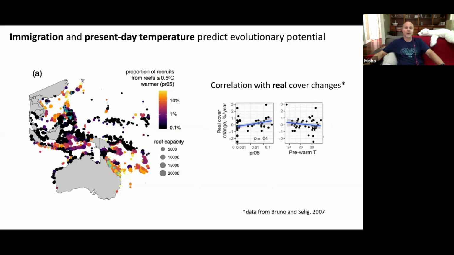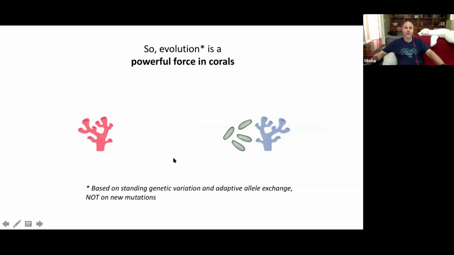Okay, so this is very cool. And we can conclude that, yeah, evolution based on standing genetic variation and adaptive allele exchange, but not on new mutations, is a very powerful force, which is going to be very important for corals.